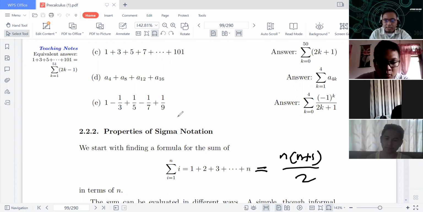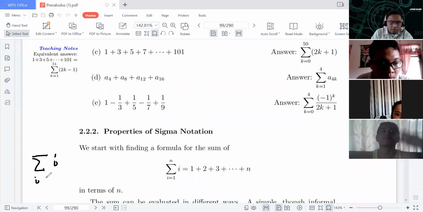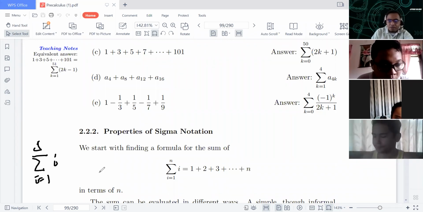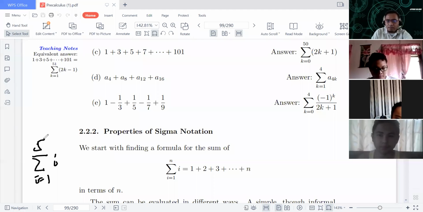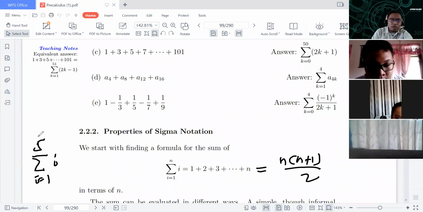I will give one example for this. For example, I asked you, what is the summation of i, where i ranges from 1 until 5? So, you could do it one by one, from 1 until 5. That is possible if it is small. But how if this is 1,000? Difficult, right? So, what you will do, class, is use the formula that I wrote earlier, n times n plus 1 over 2. In this case, your n is 5.